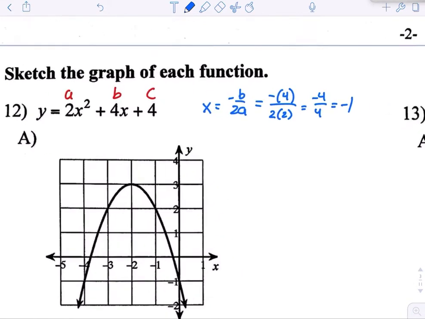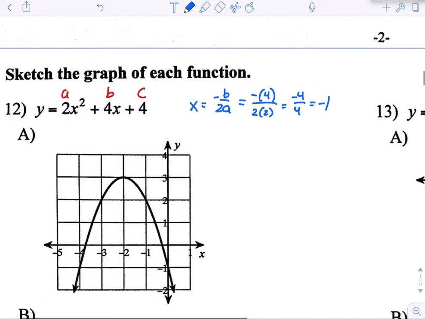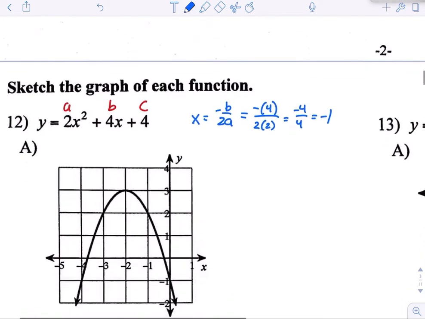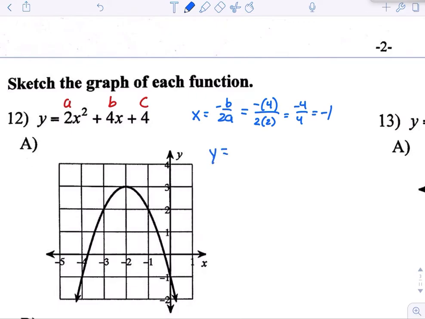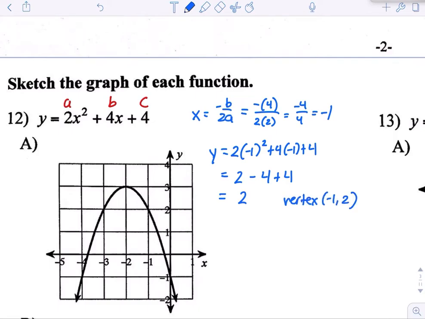So that gives me my x value of my vertex, but now I need to go find my y value. And to find my y value, I just have to substitute negative 1 into my original equation. So negative 1 squared, you guys, is just 1, so 2. Negative 1 times 4 is negative 4 plus 4, and that's simply going to be 2. So I know my vertex is negative 1 and 2, and you guys see how that 2 is positive.